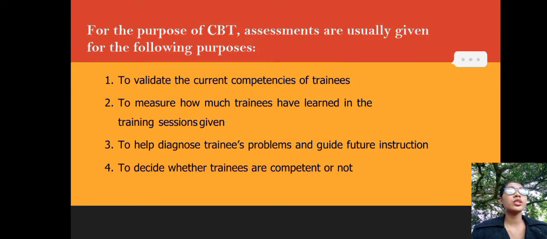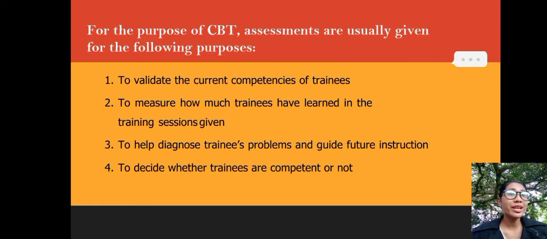Next, for the purpose of competency-based training or CBT, assessments are usually given for the following purposes. These are the purposes bakit may assessments or evaluation na nagaganap. First, to validate the current competencies of trainees, to validate kung ano ng competency ang mayroon ang trainees. The next is to measure how much trainees have learned in the training session given. Dito malalaman kung hanggang saan lang ang nalalaman ng isang trainee within that training session.